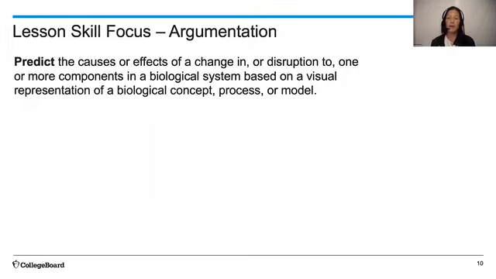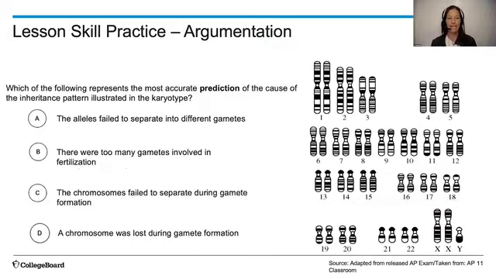The skill that we're going to be working on here is argumentation, which means that we're going to be predicting the cause or effect of a change in or disruption to one or more components in a biological system based on a visual representation of that biological concept, process, or model. So our bold word is to predict, and we have a visual representation coming our way.